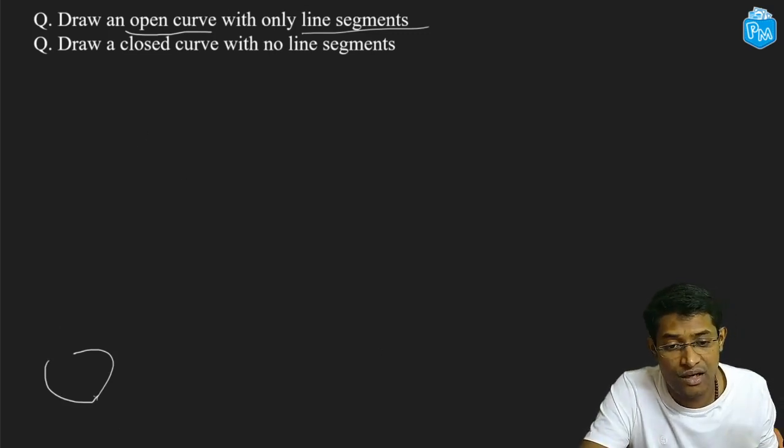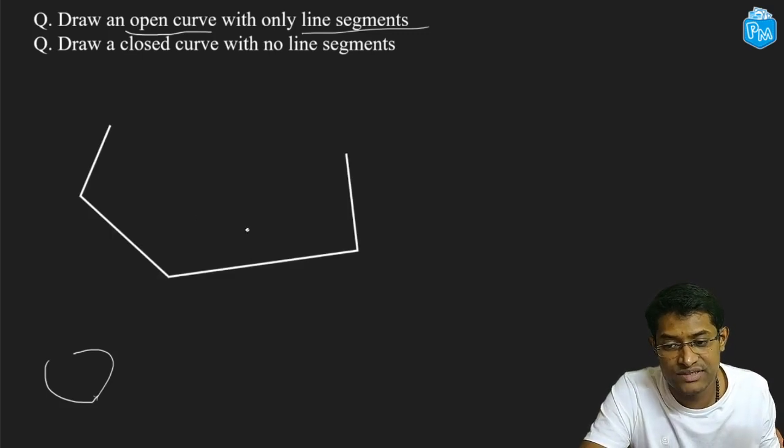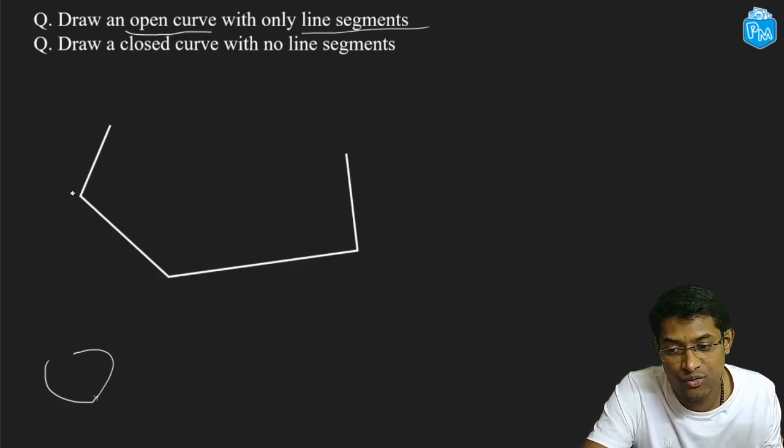All right, now you can draw it like this, right? This is an open curve because these 2 points don't meet each other, and you have only used line segments. So all right, we have done this question. Let's try to do the second one.